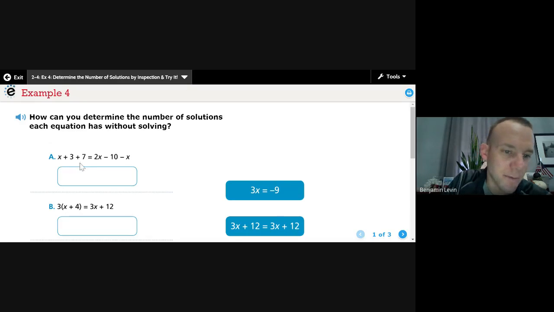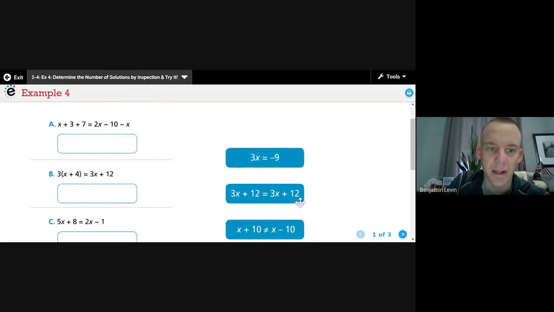And then if you just think about it, you have plus 3 and plus 7, that's positive, and you have a minus 10. So right now we have a non-true statement. We have a false statement, right? What it's asking us to do is pick. So this is what this represents, right? x plus 10 does not equal x minus 10.